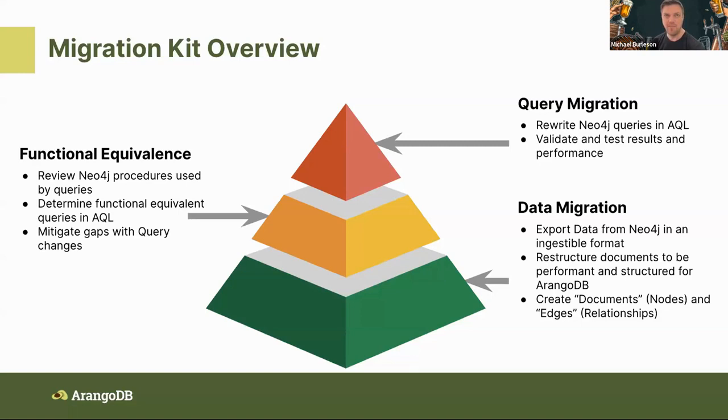And then any gaps you may find in functionality, this is where you're going to have to mitigate it with changes to your queries. The final step is actually rewriting your queries that are executing against Neo4j into AQL, so they can be run against ArangoDB, as well as validating and testing to make sure it's both functionally the same and that you're getting performant results.